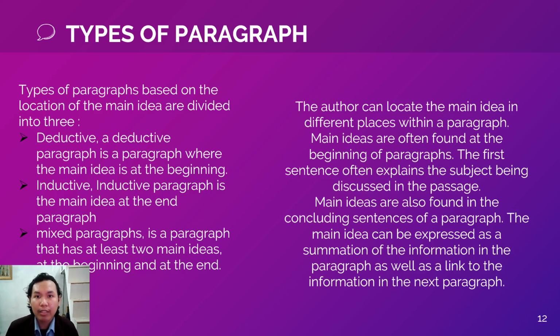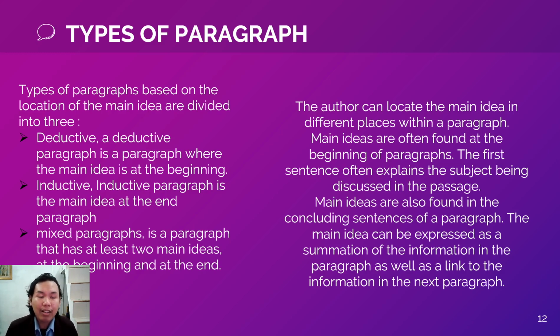After we talk about the elements, now we want to talk about the types of paragraphs. There are several types of paragraphs. Types of paragraphs based on the location of the main idea are divided into three. The first one is deductive. A deductive paragraph is a paragraph where the main idea is at the beginning. Inductive: an inductive paragraph has the main idea at the end of the paragraph. And a mixed paragraph is a paragraph that has at least two main ideas, at the beginning and at the end.